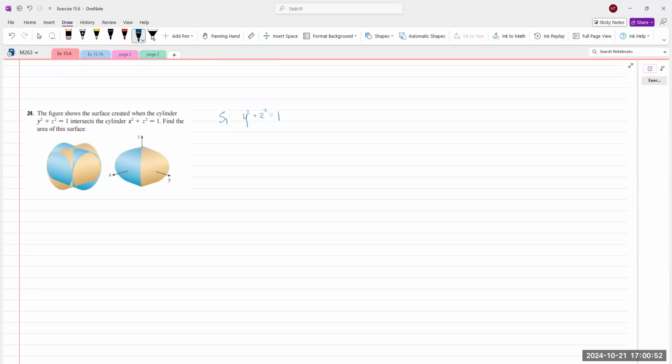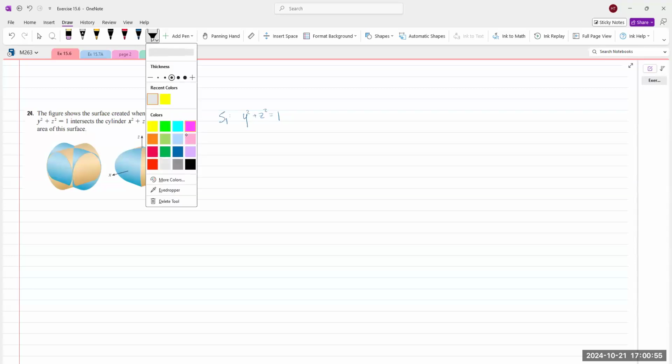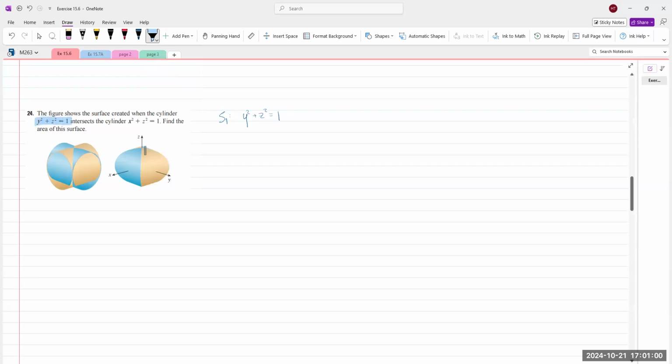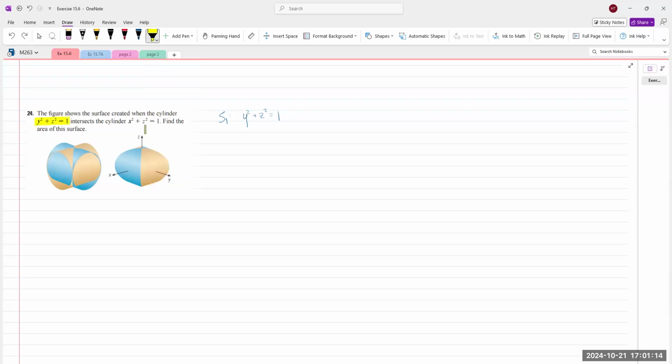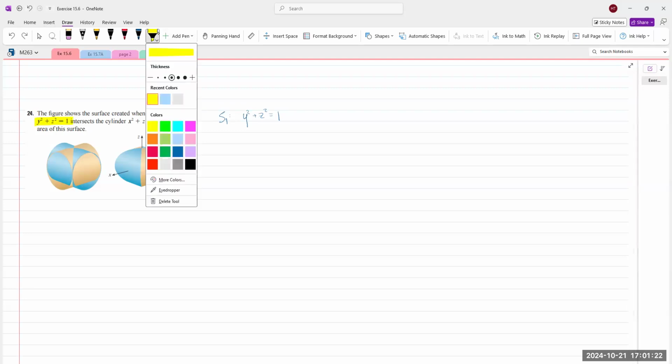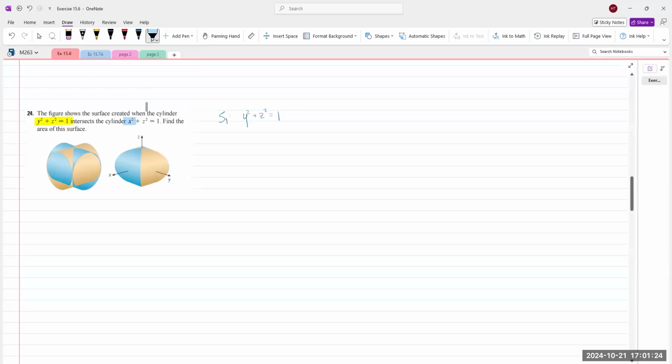Okay, if I try to color that, this will be the blue one. Hold on. Parallel to the x-axis. No, my bad. Not the blue one, the yellow one. It will be the yellow one. This one here. Okay, but it has the backside also. And x squared plus z squared equals 1. That is actually the blue one.